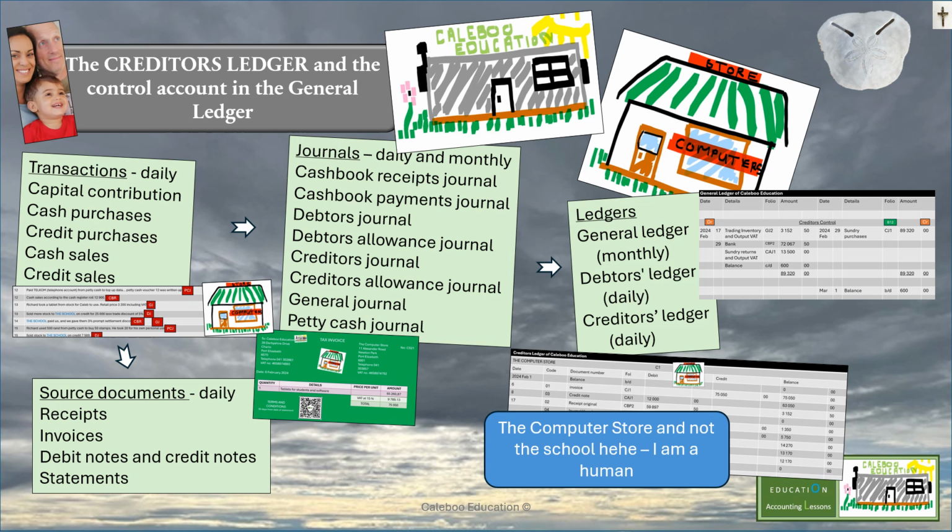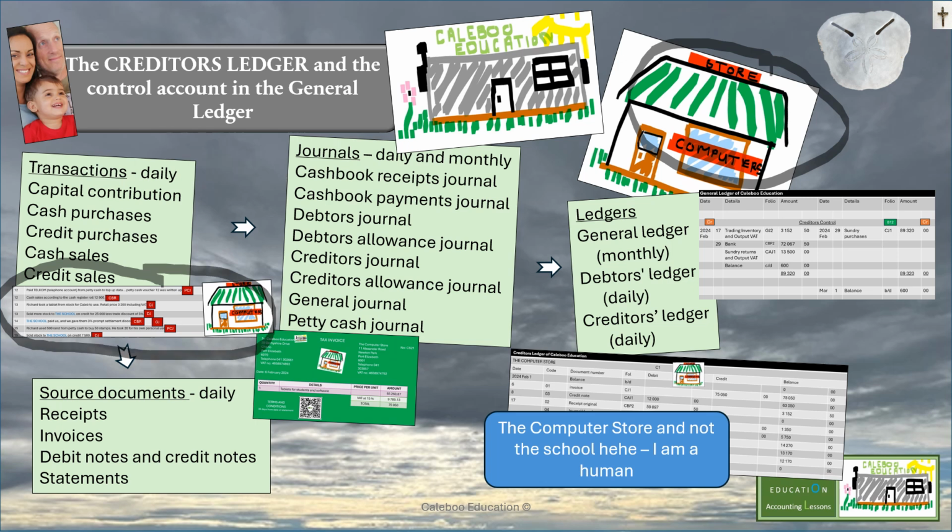We're getting to the end of this course and there are a few more things we need to do. Today I'm going to do the creditor's ledger and the creditor's control account in the general ledger. What we're looking at here is Calibu Education has a supplier, the computer store, and we are going to buy from the computer store on credit. We're going to look at a whole lot of transactions between Calibu Education and the computer store.